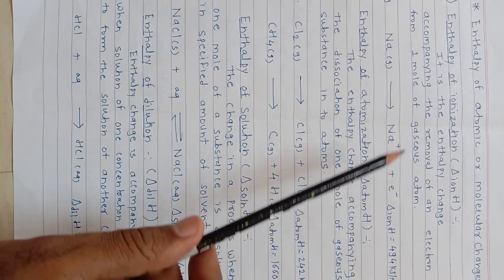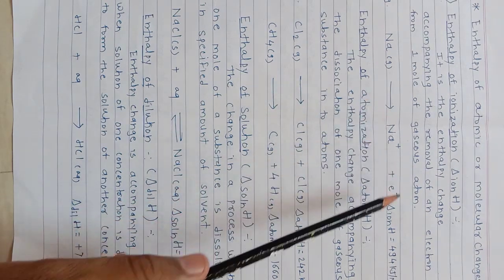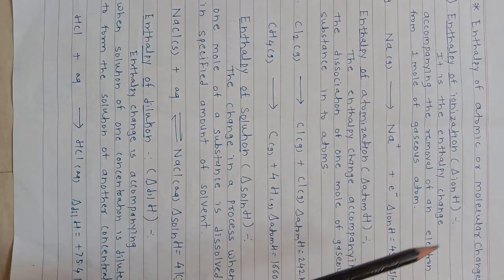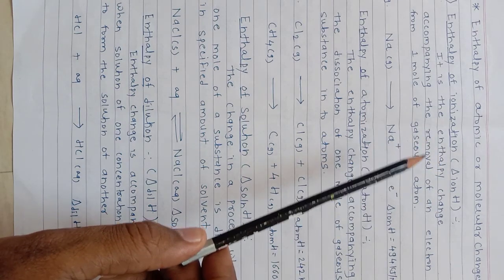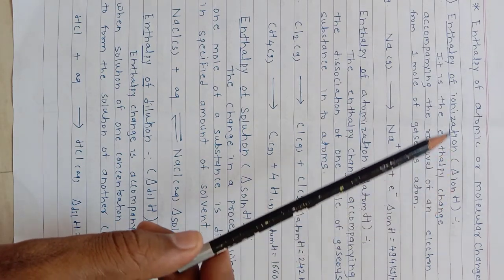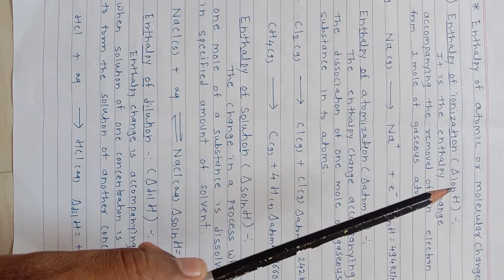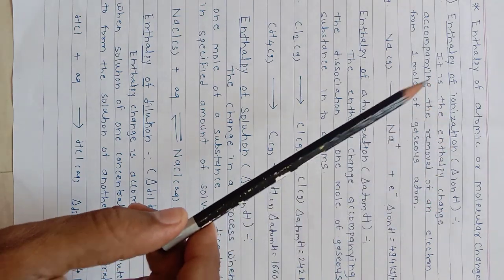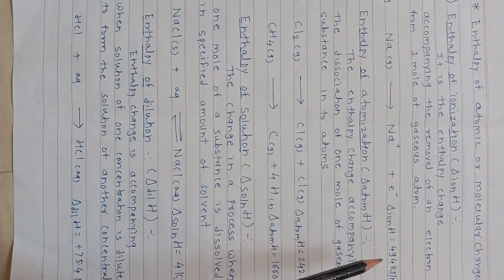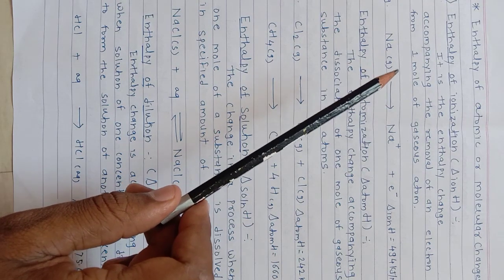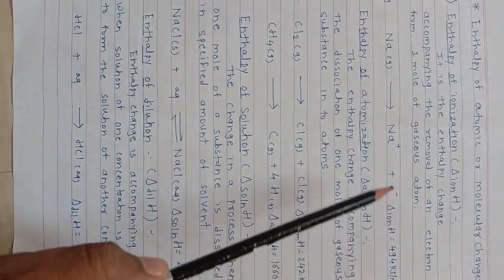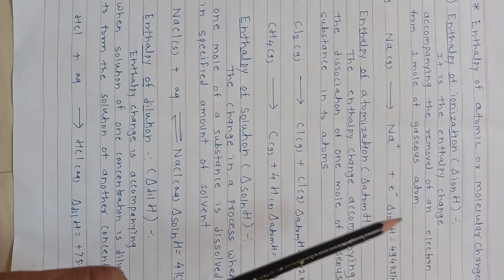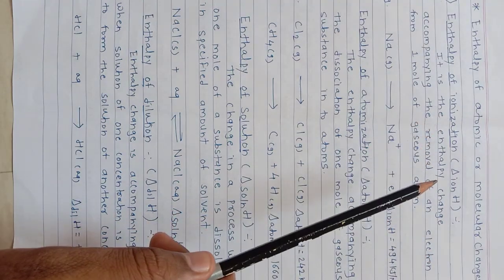Removal of electron from gaseous atom, that is nothing but the enthalpy of ionization. It is the enthalpy change accompanied by removal, or loss, of one electron from one mole of gaseous atom. This value 494 is for one mole of gaseous atom, meaning removal of electron. That is nothing but the enthalpy of ionization.